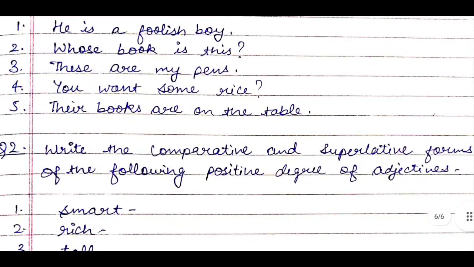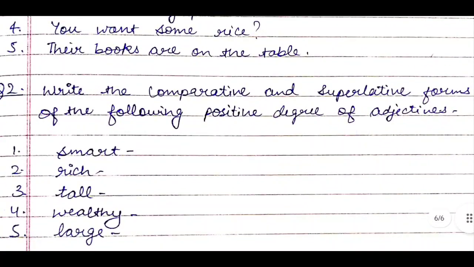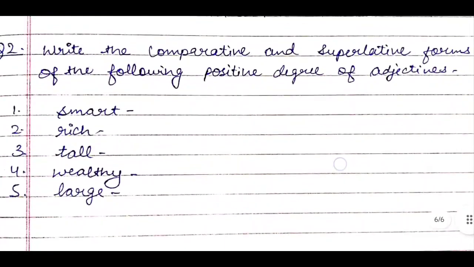Now, second question is, write the comparative and superlative forms of the following positive degree adjectives. Here we have mentioned the positive degree, and the students have to write the comparative as well as superlative forms. First is smart, second rich, third tall, fourth wealthy, and fifth one is large. So this was the lesson plan that I have made.